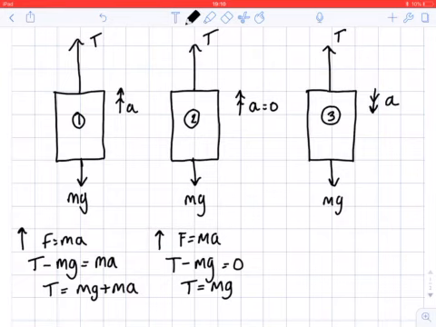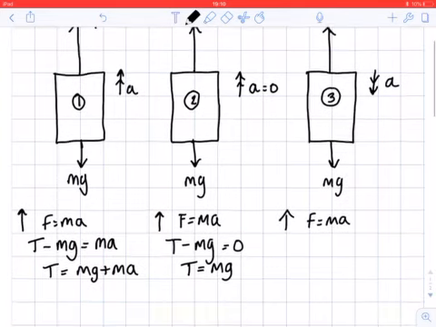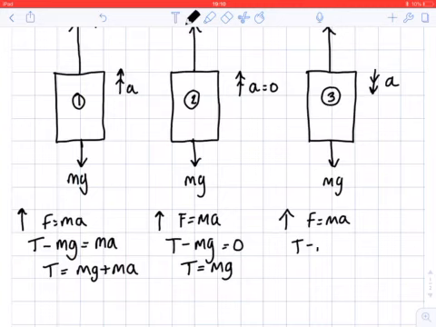Now, in the final situation, the lift is still moving upwards, and we're going to apply F equals ma in that direction. So again, we have T minus mg is equal to, and in this case the acceleration is a deceleration, so it's acting in the opposite direction, equal to minus ma. And when we rearrange this, we get T is equal to mg minus ma.